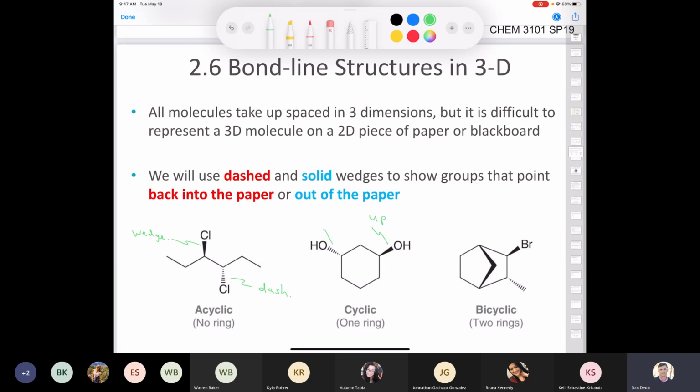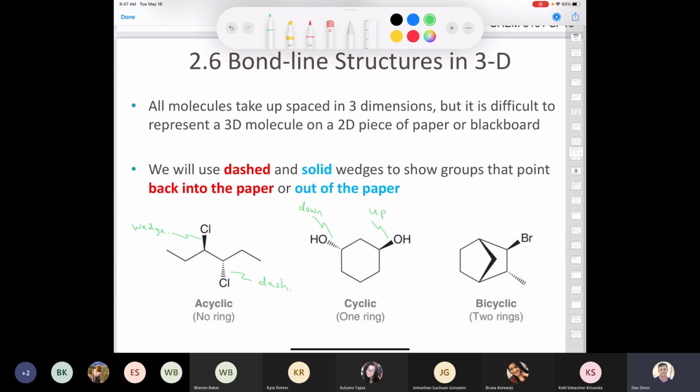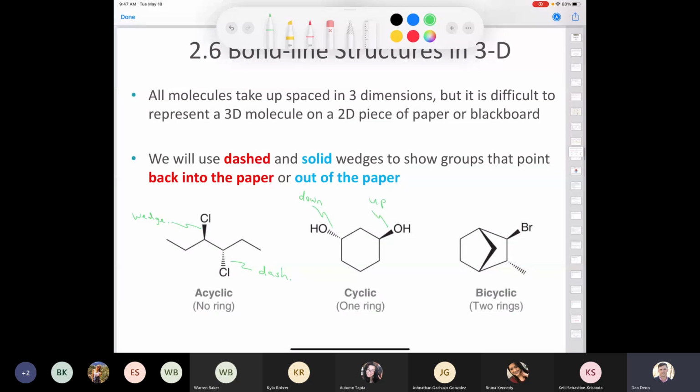And this dash means that this hydroxyl or this alcohol functional group is going down, right? It's pointing into the screen or into the page. We can also use dashes and wedges to represent what are called bicyclic molecules. So this one's kind of an interesting molecule.